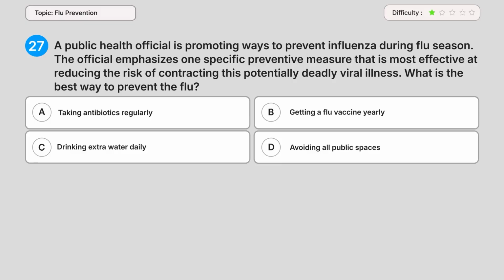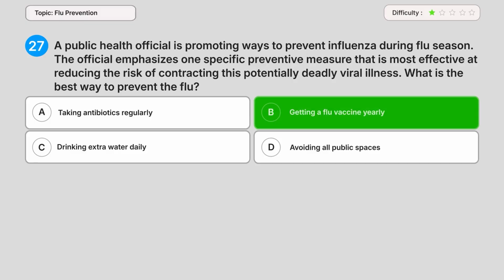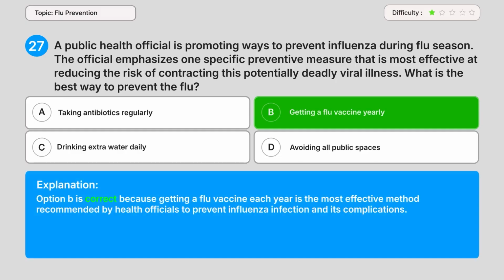Correct answer, G. Getting a flu vaccine yearly. Explanation. Option B is correct because getting a flu vaccine each year is the most effective method recommended by health officials to prevent influenza infection and its complications.